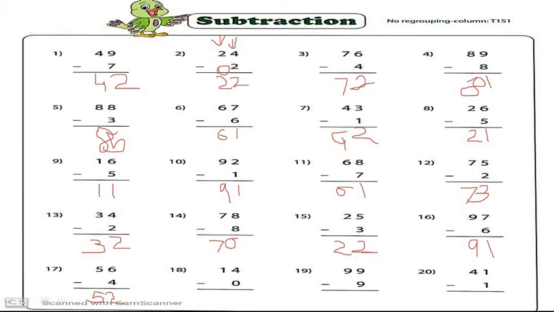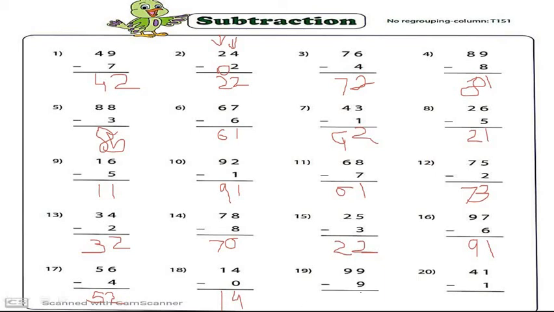Okay, what's new in this sum? 14 minus 0. As we have learnt in our previous lecture, if we are going to subtract 0 from any number, we get the same number as an answer. So 4 minus 0, we get the same number 4. 1 minus 0, 1.